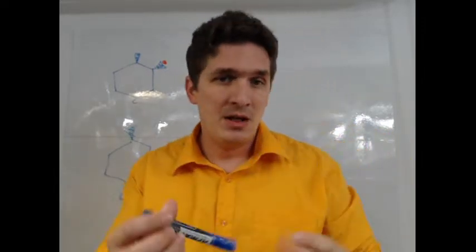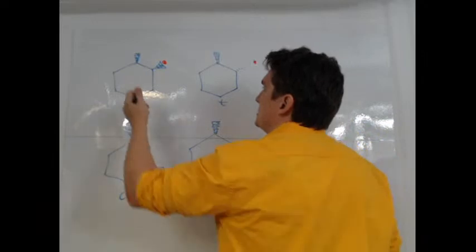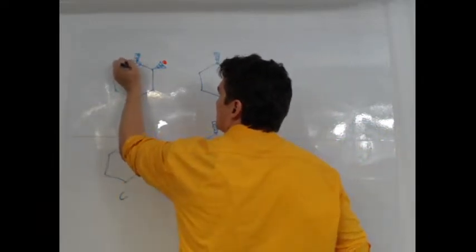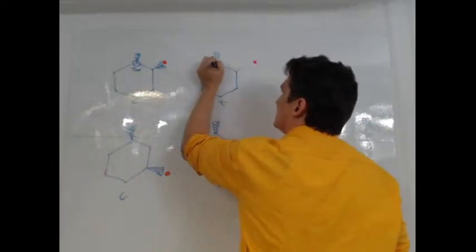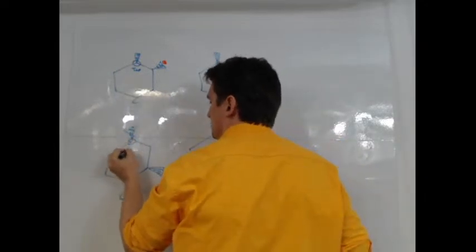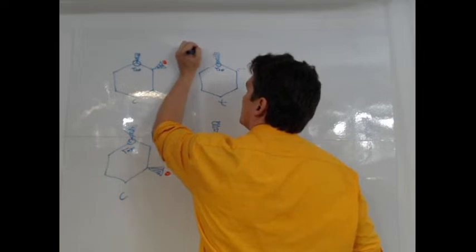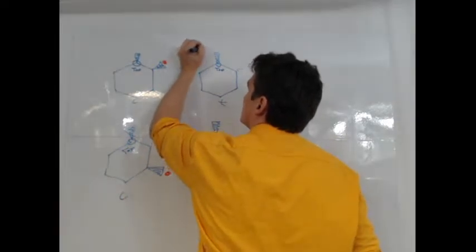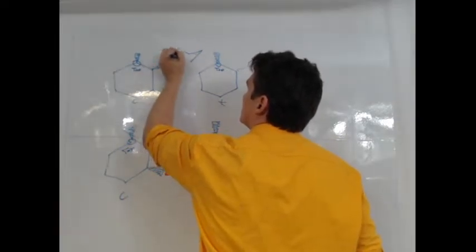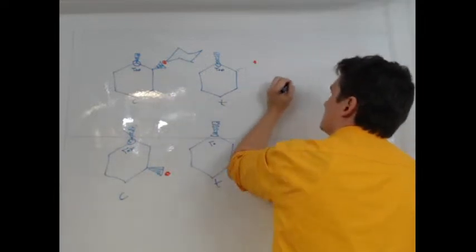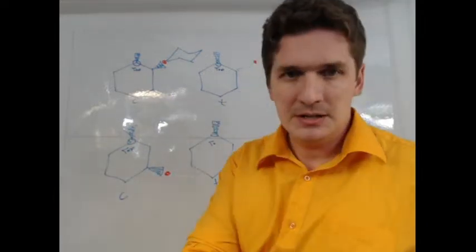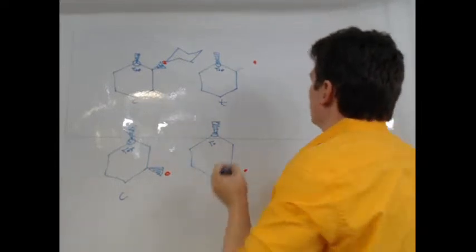So now if I take my model and I bend it into the chair conformation, I'm going to make this the top of the chair. So this is my reference point. Sorry, this is going to get a little cramped. I'll do it in blue.